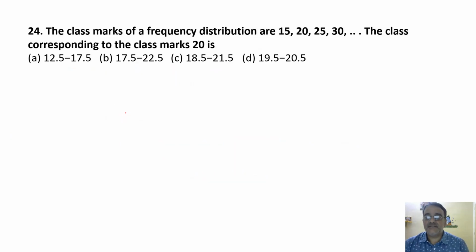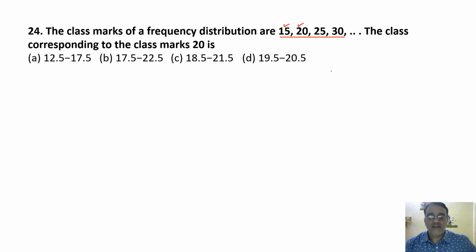So now we are moving toward question number 24. The class marks of a frequency distribution are 15, 20, 25, 30, so on. The class corresponding to the class mark 20. तो यहाँ पे देखो कितने का difference है? What is the difference? All numbers? 5 का difference है. So 5 को half करो. That is 2.5. 2.5 एक बार add करना है, एक बार subtract करना है. ठीक है, एक बार subtract करना है और एक बार add करना है. The corresponding class mark, then you will get the corresponding class.